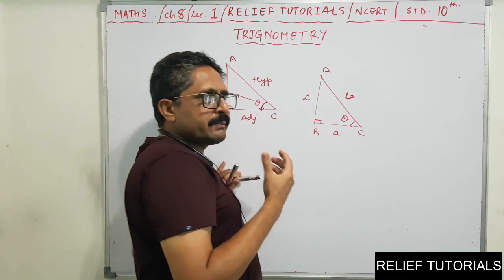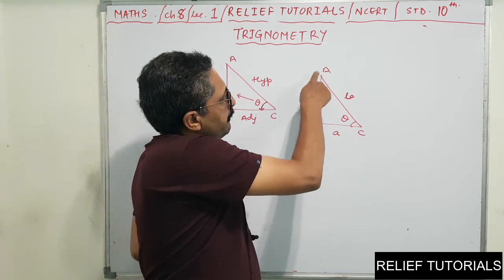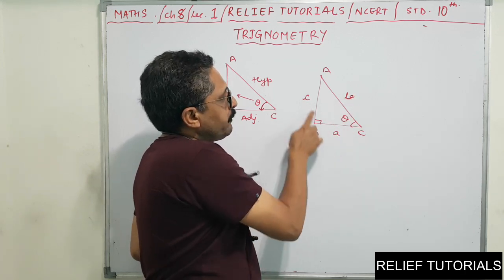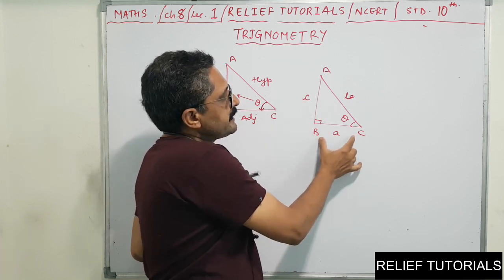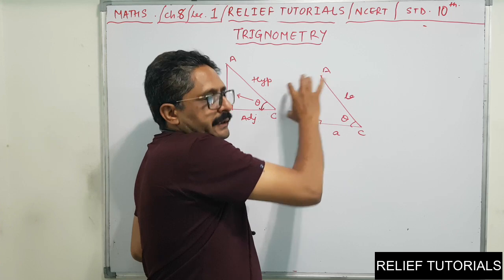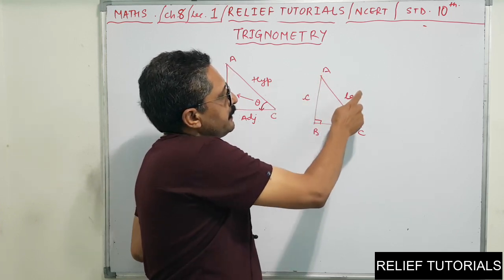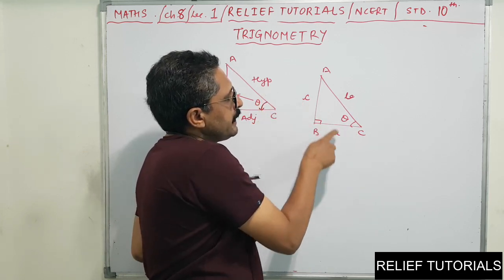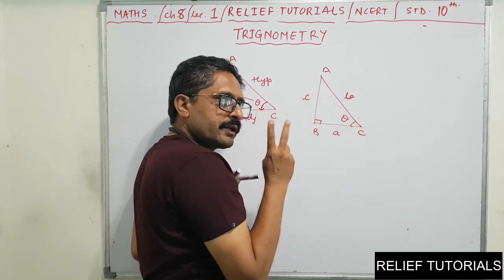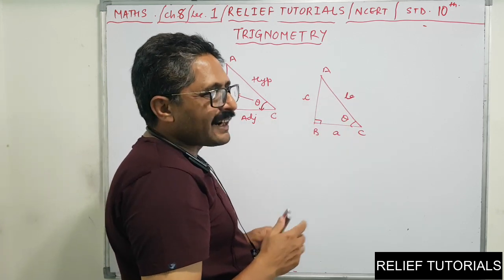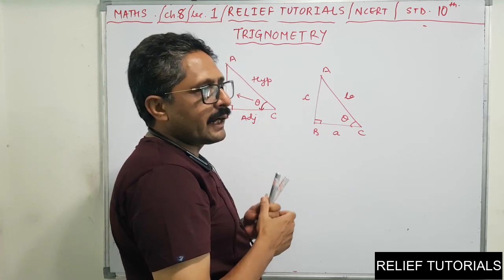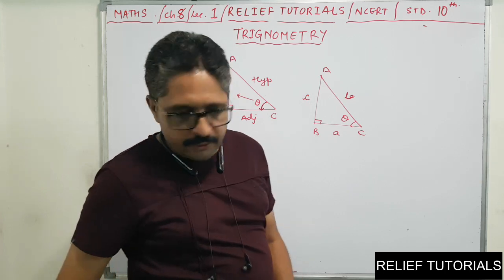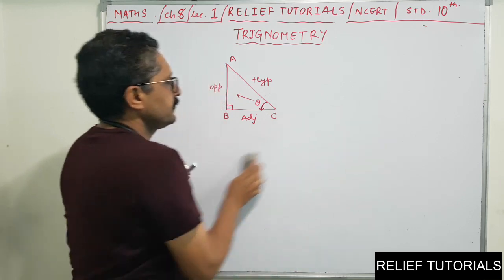Now, how many possible ratios can you make with these three sides of a triangle? See, I can say here A upon B, A upon C. In short, BC upon AC, BC upon AB. Two ratios. Similarly, B upon C, B upon A. Two more ratios. Similarly, C upon A, C upon B. Two more ratios. So altogether, there are 6 possible ratios, and these ratios are called trigonometric ratios. Clear? So we are going to learn about these trigonometric ratios.